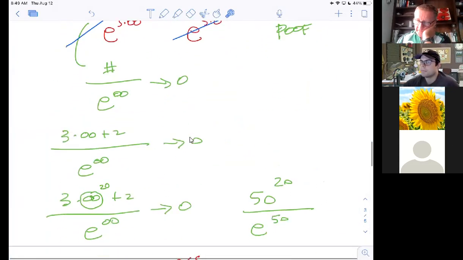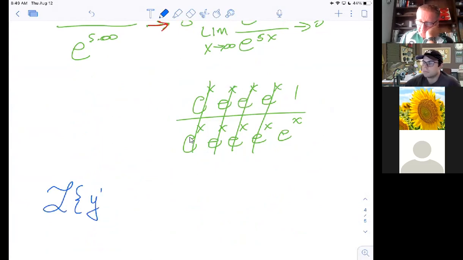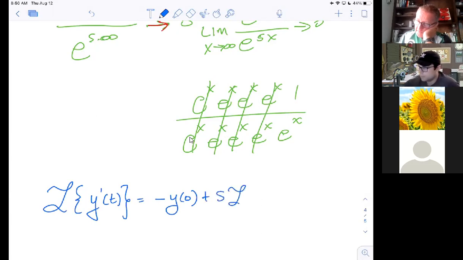So what's the big conclusion that you really need to lock away? The Laplace transform of y prime of t is actually equal to negative, let's see which way I want to write this. Who cares? We'll change it later. Negative y of 0, in other words 0 in the function, and then plus s times the Laplace transform of y.